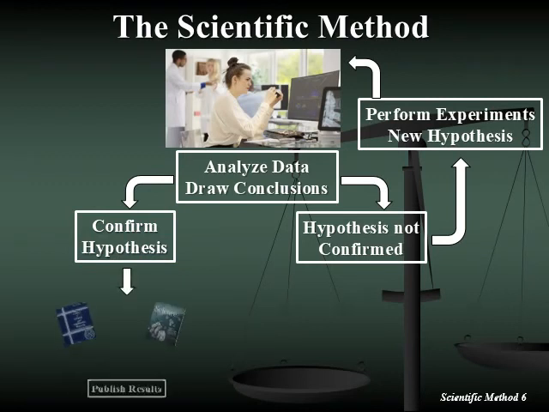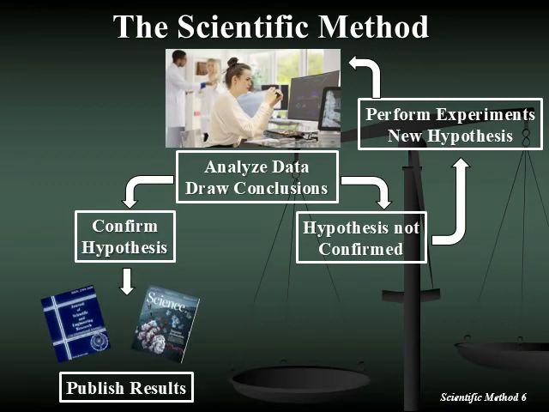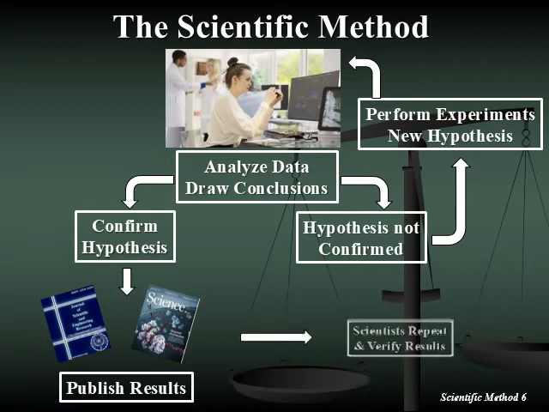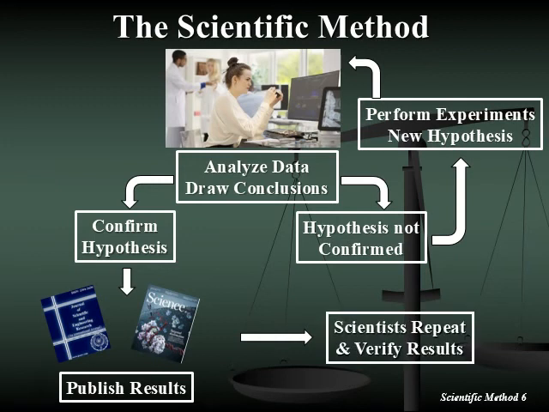Once the hypothesis is confirmed, the scientist and his colleagues publish the results in a scientific journal. Because of the complex nature of scientific research today, most scientists work in teams, so they all contribute to writing the journal papers. Scientists in other laboratories read the journal papers, and repeat the experiments to verify the results, and advance the scientific concept.